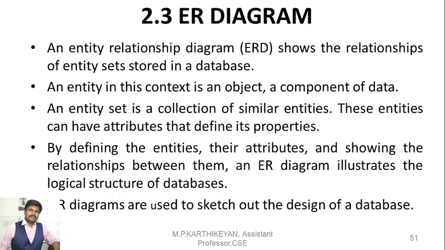For example, in a school student database, a student is considered as an entity. So a student has various attributes, like we have just seen: the student's name, age, gender, class, etc. Those are the attributes of a particular student entity.